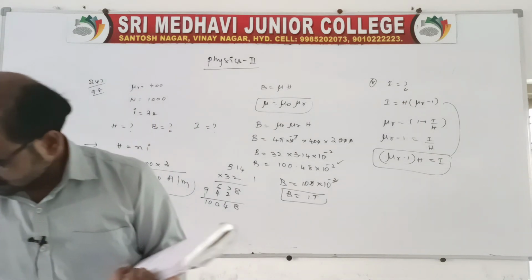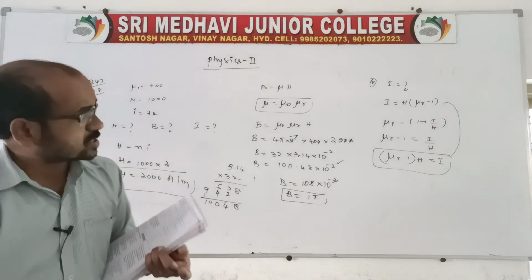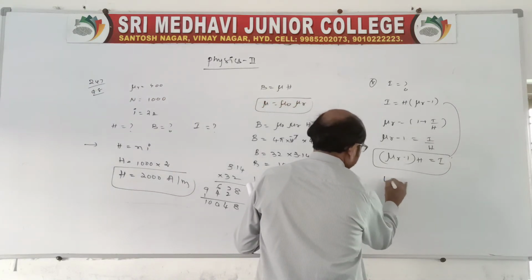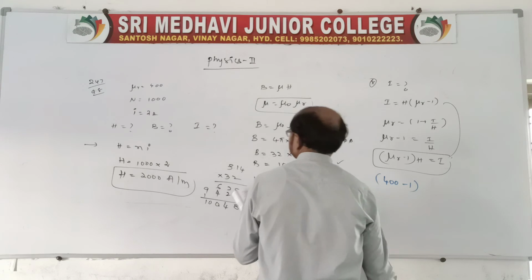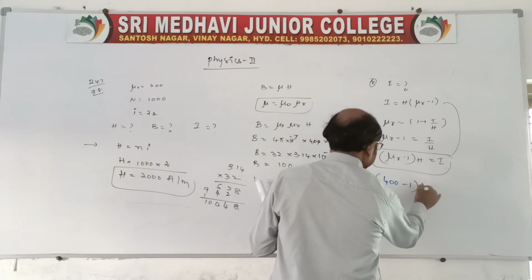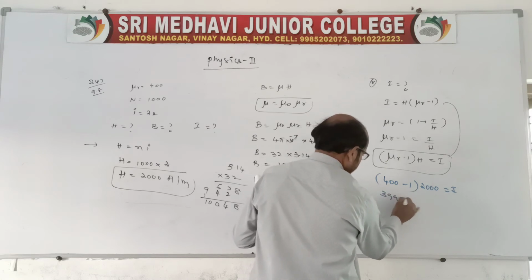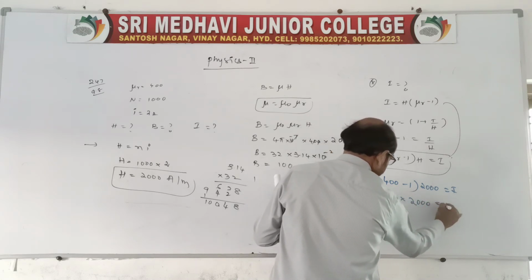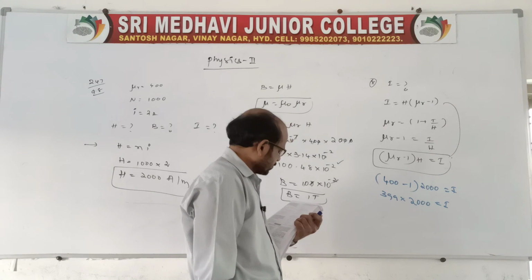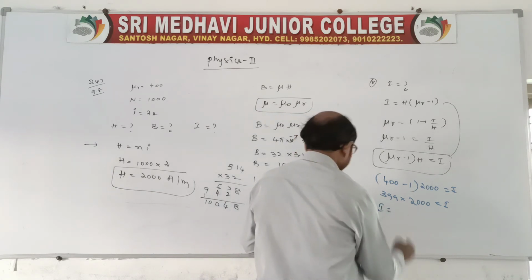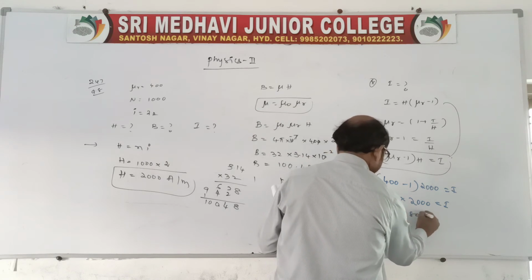Okay, now we know all, so substitute this mu r. What is mu r? It is given as 400. So mu r minus 1 into H, and H we know is 2000, which is equal to I. So 399 into 2000 is I. With a simple multiplication you may get the answer: I is approximately 798 hundreds.